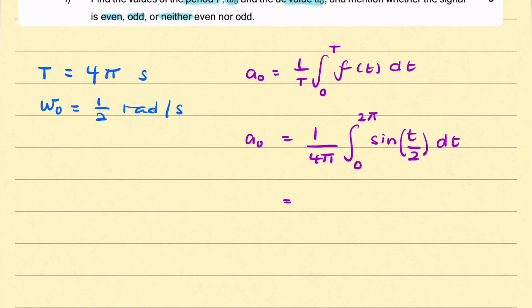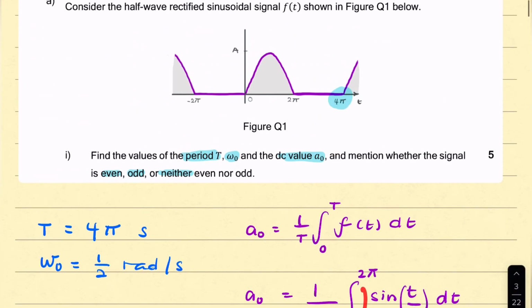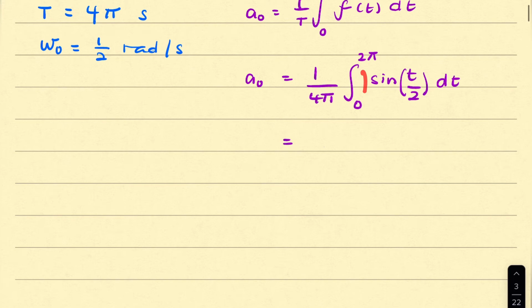So that will give me, first of all, this sine wave doesn't have an amplitude of 1, it has an amplitude of A, so really there should have been an A there.